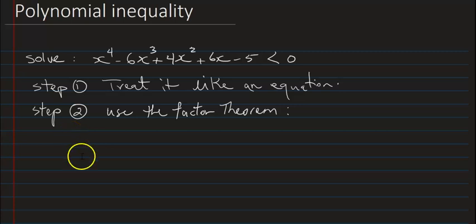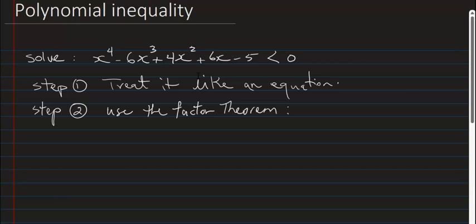So in this lesson, we're going to deal with polynomial inequalities. Here's an example. We want to solve this inequality. This is a quartic function, which means power of 4. Now we're going to use the algebraic method, then translate that into a graphic solution so you can see it visually.